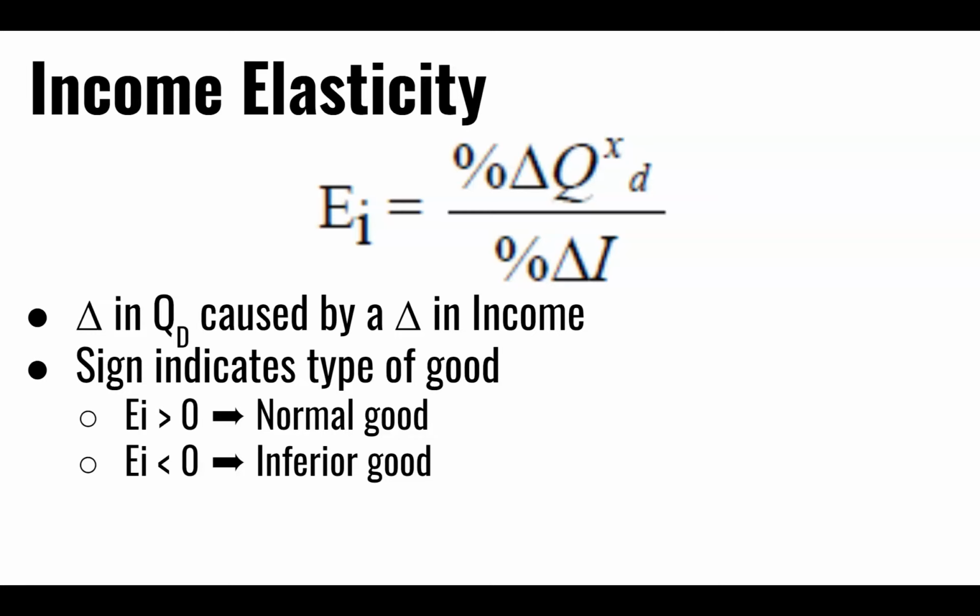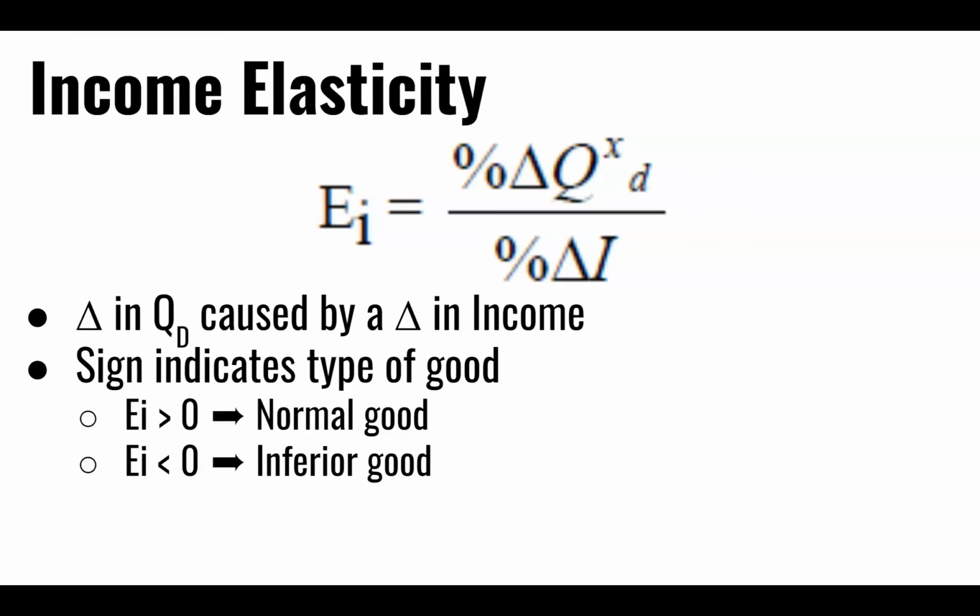Another elasticity we talk about is income elasticity. What happens to the quantity demanded as my income either goes up or down? And this is a more scientific way of looking at a concept we've already discussed in a previous lesson, the idea of a normal good versus an inferior good. So the formula here is the percent change in quantity demanded over the percent change in income.